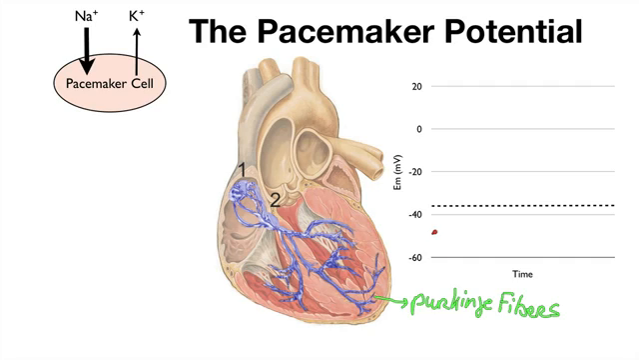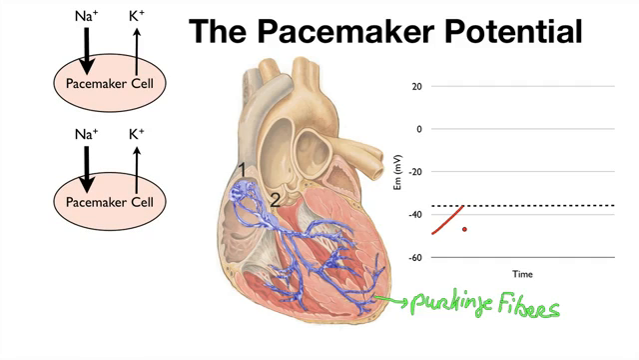So because we have more positives going in than leaving, what we're going to get is a pacemaker potential where the cell normally depolarizes, and then when it reaches the threshold, something interesting happens. Yes, we have the sodium rushing in and some potassium leaving, but now that we've reached the threshold, voltage-gated calcium channels open, and calcium is going to rush into the cell. So we're going to get this rapid depolarization. In other words, we're going to get an action potential.